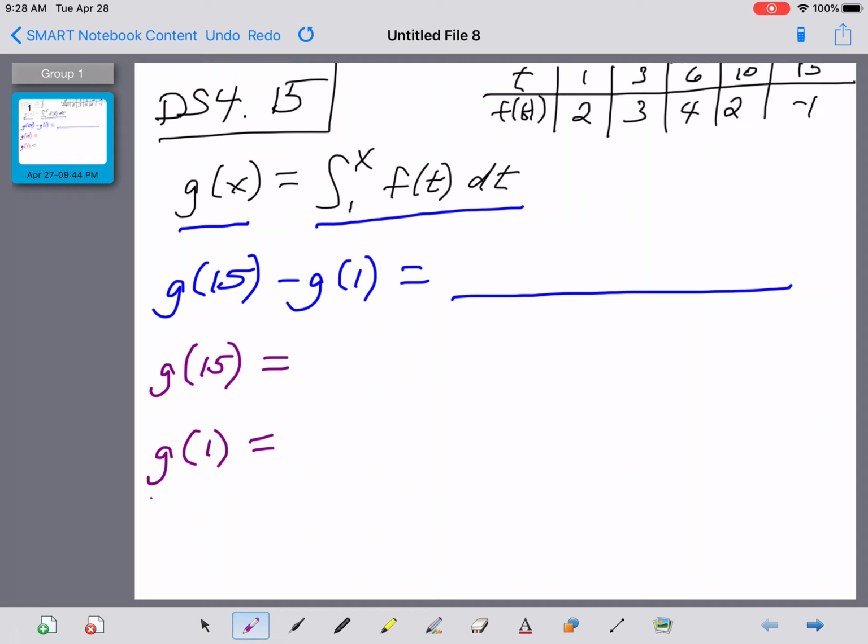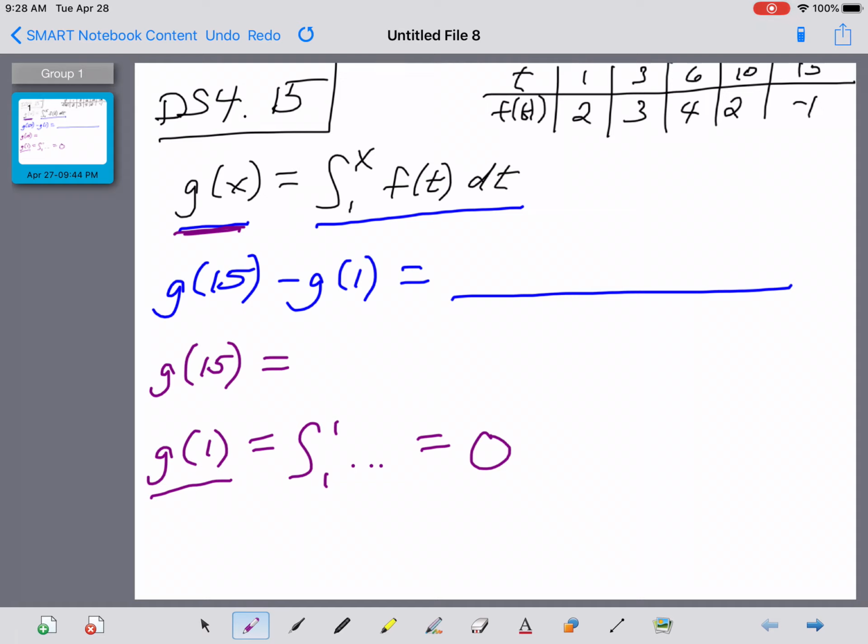So I want to start with g of 1, because if we go back to the definition of g of x above, we can see pretty quickly that g of 1 is just going to be the definite integral from 1 to 1 of blah, blah, blah. It doesn't matter anymore, because now that we have the same limits of integration on the top and the bottom, we know that the value of g of 1 has to be 0. G of 15 is going to be a little bit more complicated, but we can still do it.